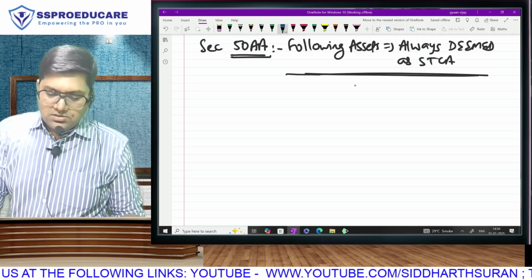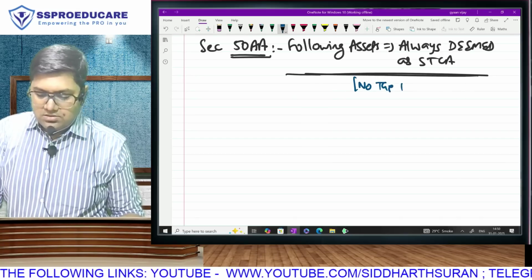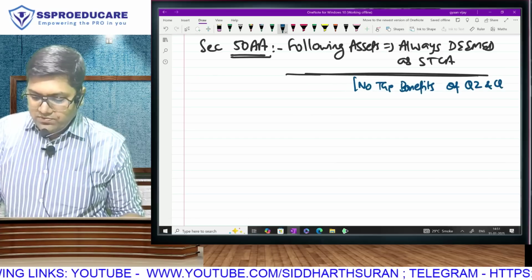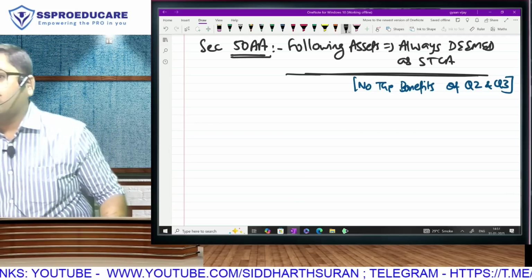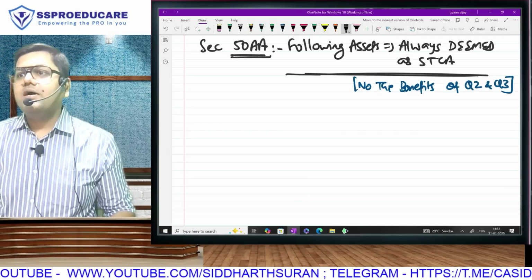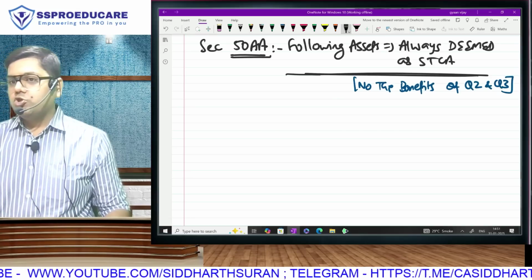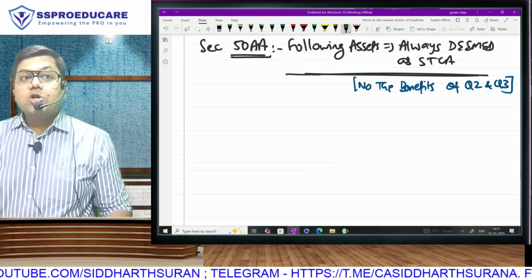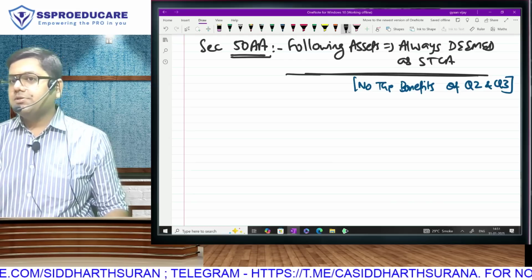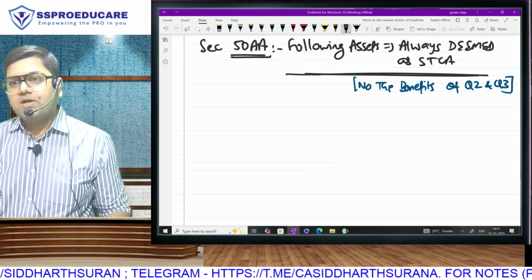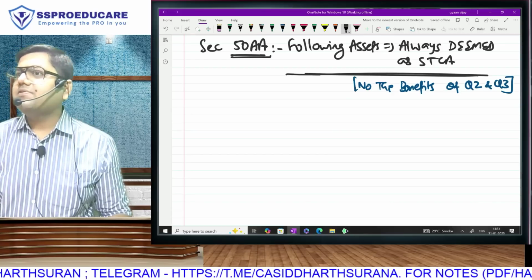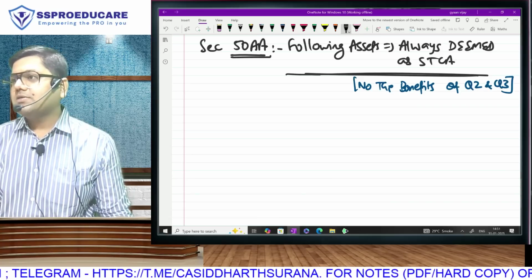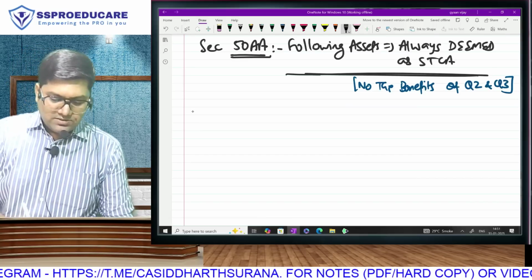That means you won't get the tax benefits of question number 2 and question number 3. The two tax benefits are not going to be available, because they are deemed to be short-term capital asset. Always short-term, never long-term. Normally, we will check 36/12/24. From 23rd July, we will check 12/24. But for these assets, we will not check anything and directly declare them as short-term capital asset. Number 1.